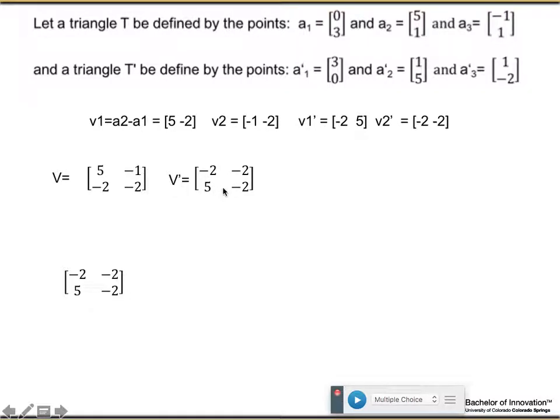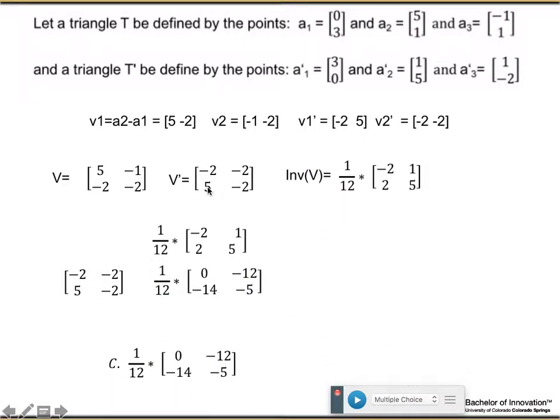Now in the formula, I need to take the inverse of V. So I get 1 over 12 minus 2, 1, 2, and 5. Again, if I use that inverse formula, I put that together. And then I have to multiply that times V, and I get the answer C. So there's lots of room for small algebraic errors as you go through all of that, but hopefully, you follow the process right.